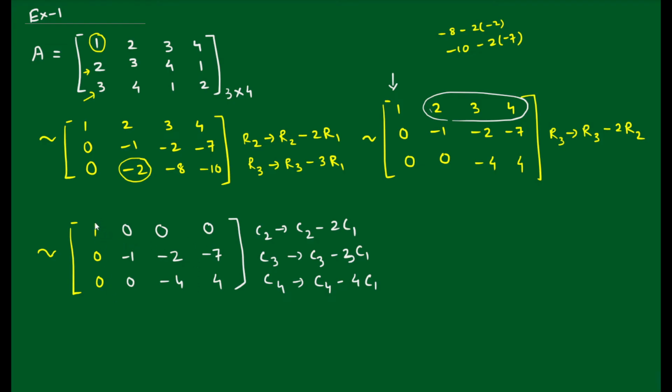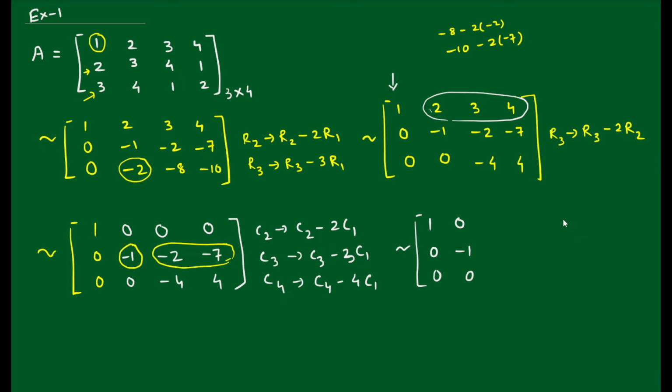So after fixing column 1, we made these 3 elements 0. Now column 1 will be as it is, 1 0 0. Now our column 2 will be fixed, 0 minus 1 and then 0. Now you see, what is the first non-zero element of column 2? Minus 1. And just after this minus 1, you see 2 different non-zero elements. Now these 2 non-zero elements we have to make 0 with the help of column 2. Okay, so what will be the operation?